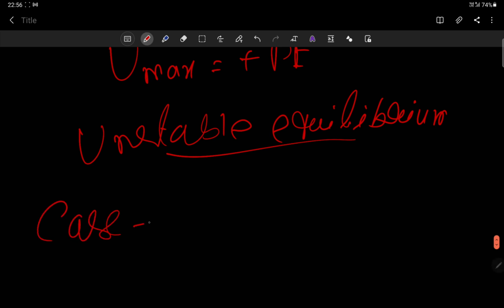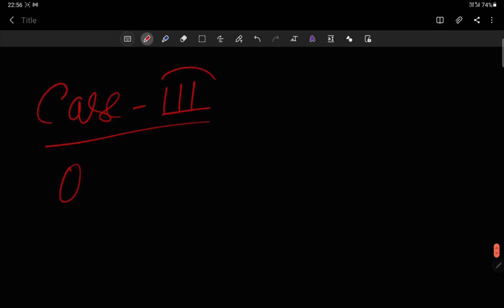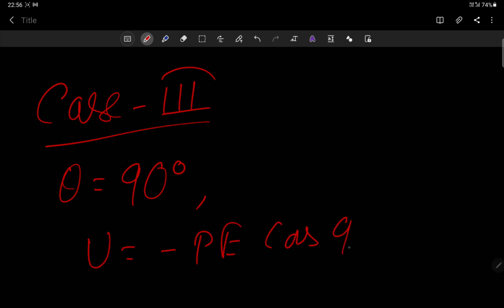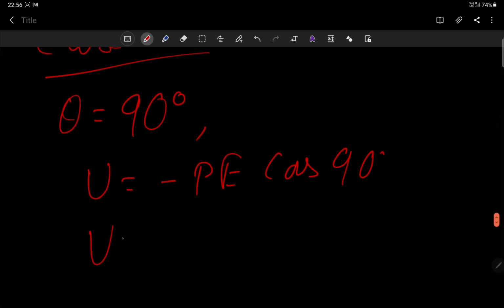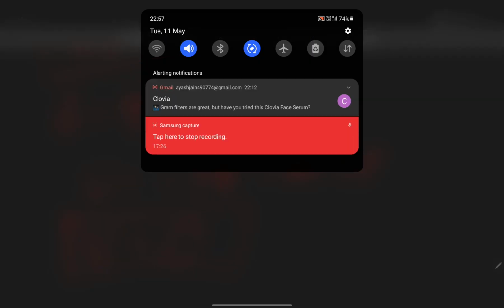Now the last case, case 3. When the angle is equal to 90 degree, what will the potential energy be? U is equal to minus PE cos 90. The value of cos 90 is 0. So U, the potential energy, is 0, correct?